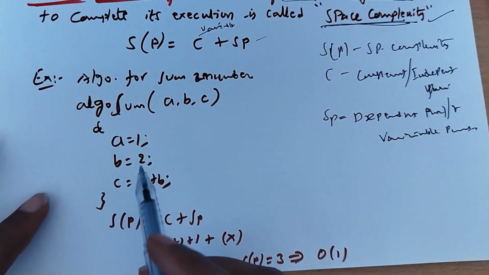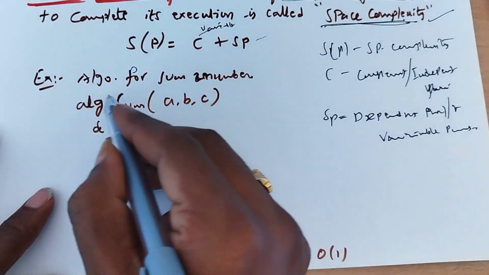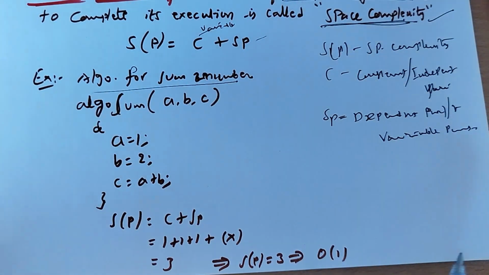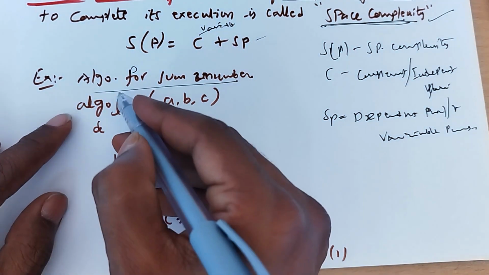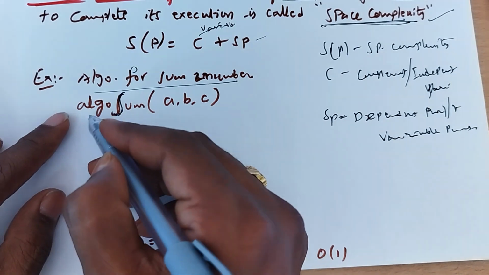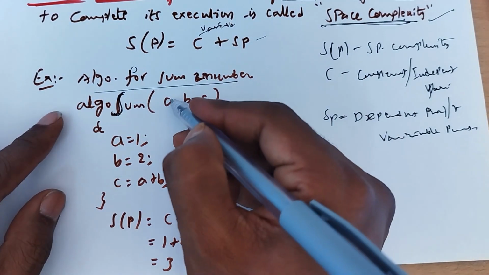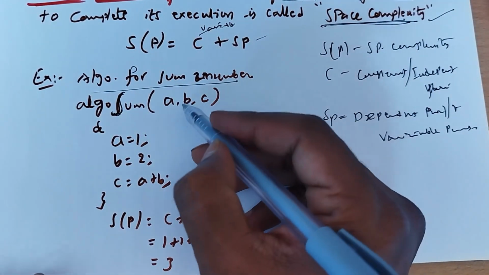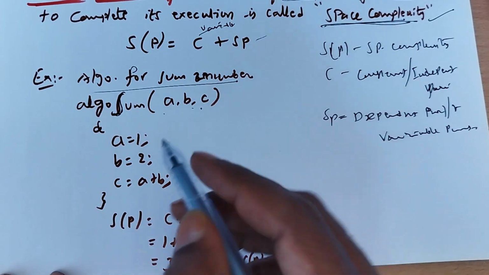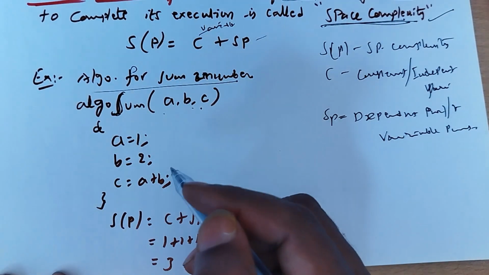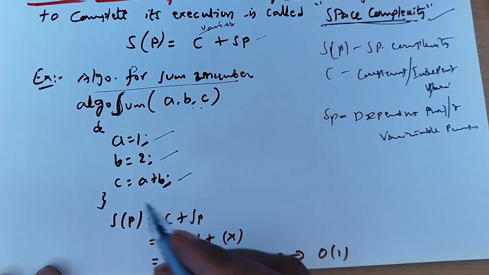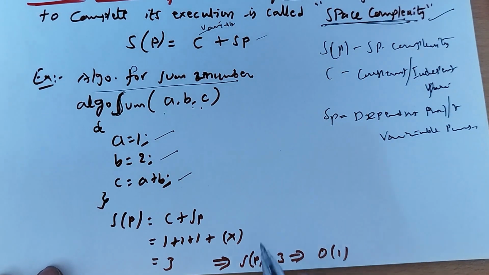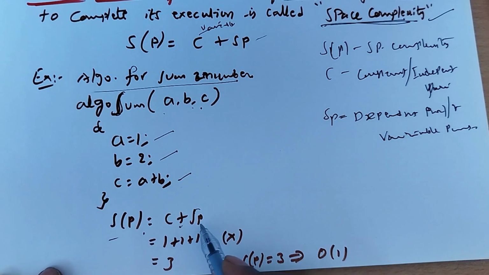Okay, here we will see one example algorithm. What is the example here? Algorithm for sum of two numbers. Very simple algorithm. See here, I am taking the algorithm sum function. Here I am taking three parameters, a, b, c. Inside, I am considering a equals 1, b equals 2, c equals a plus b. Now I am closing the algorithm. What is the formula here? We have the formula S(P) equals C plus SP.